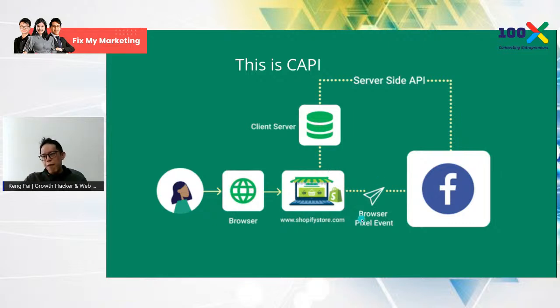So right now, this Conversion API would actually send data at the server-to-server level. Basically, this API from Shopify, or probably your WordPress, or even your normal HTML website, would send this data at the backend from your server to the backend server of Facebook.